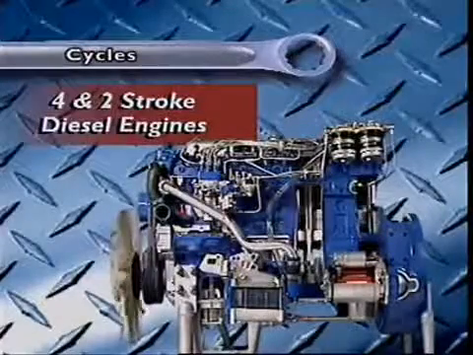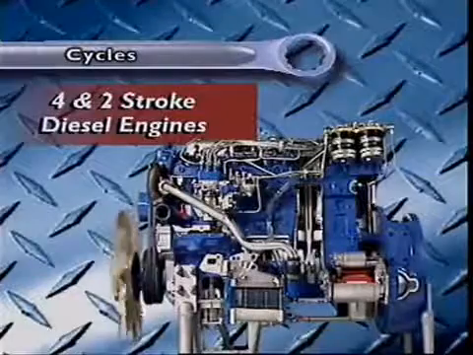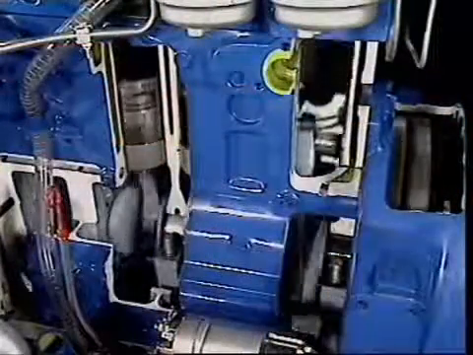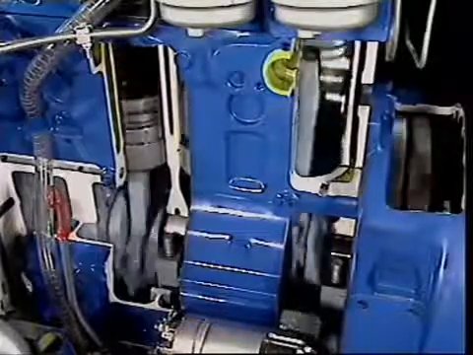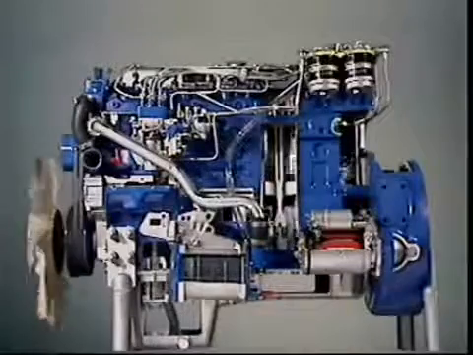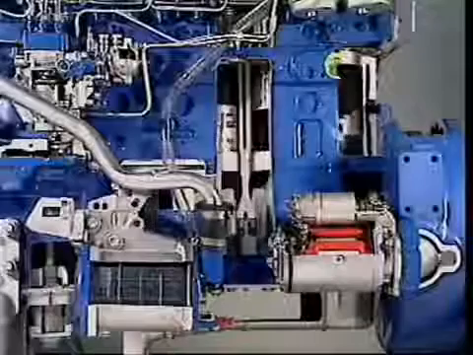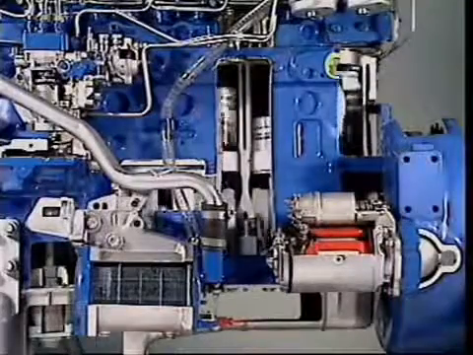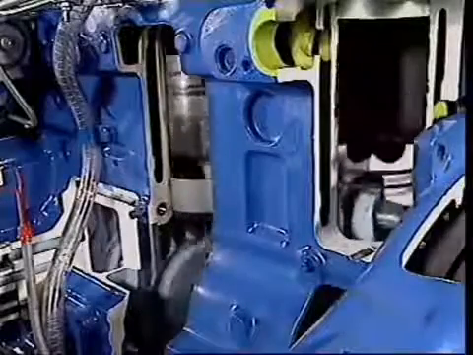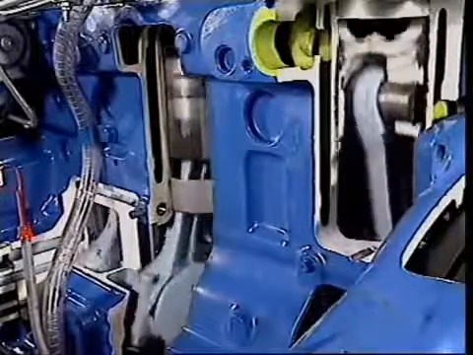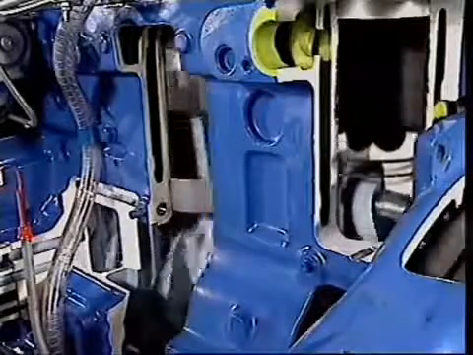This section examines the 4-stroke and the 2-stroke diesel engine cycle. Let's start with the 4-stroke diesel engine cycle. A 4-stroke diesel engine has a cycle of 4 strokes. A stroke is the distance from top dead centre to bottom dead centre. The piston travels down for 1 stroke on intake, up for compression, down for power and back up for exhaust.